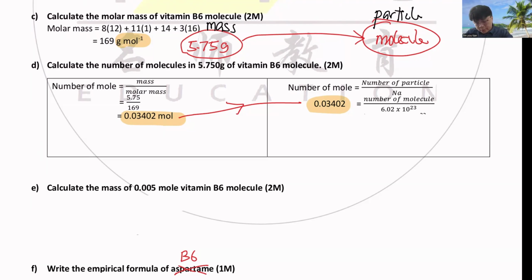Yeah, so you'll get this 2.048 times 10 power 32 if you have a calculator. So okay, your midterm will have all this calculation. Then they want you to find the mass given the mole. They want you to find mass.